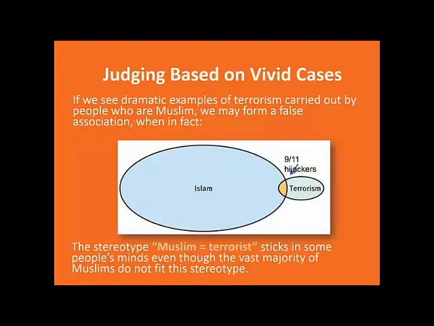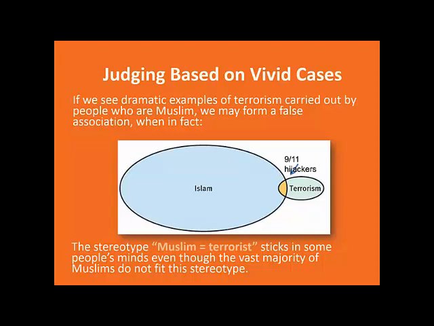We are also judged based on vivid cases, and I see this a lot because I do sex offender research, and we find that a lot of cases of sex offenders reoffending actually appear in the media, so people think that sex offenders reoffend at really high rates. However, of all convicted sex offenders, only about 15% at a maximum will actually reoffend.